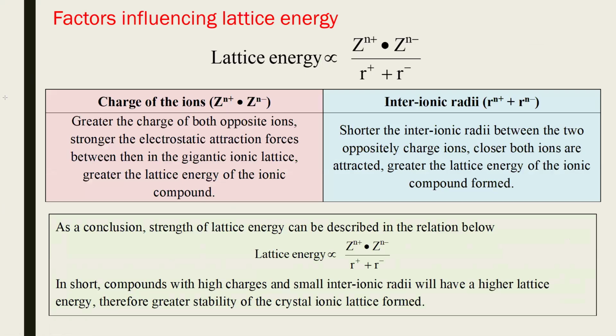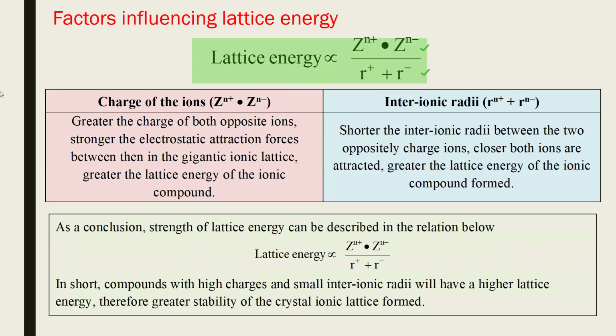Lattice energy depends on two factors. One is the interionic charge between the two oppositely charged ions, and the other is the interionic radius. As you can see from the relationship here, lattice energy is directly proportional to the charge of the two ions, yet inversely proportional to the interionic radii.